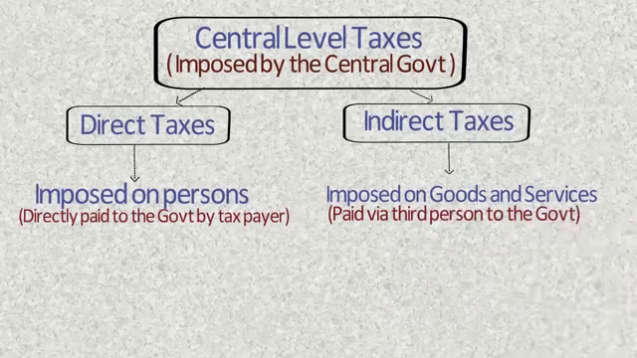When you go and dine out in restaurant, you pay service tax which is included in the bill to the owner of that restaurant, and that restaurant owner pays service tax portion to the government. So in this way you paid service tax to the government via third person. So it is an indirect tax.